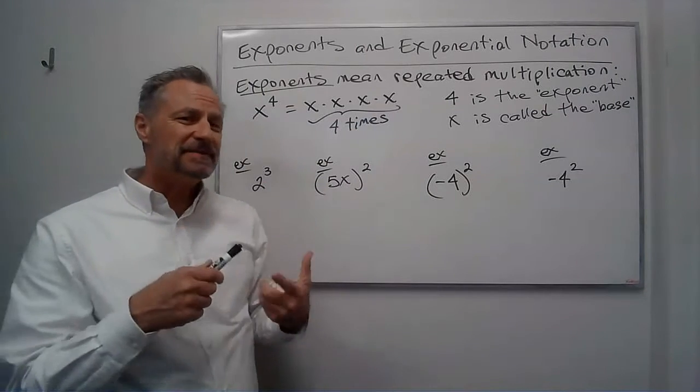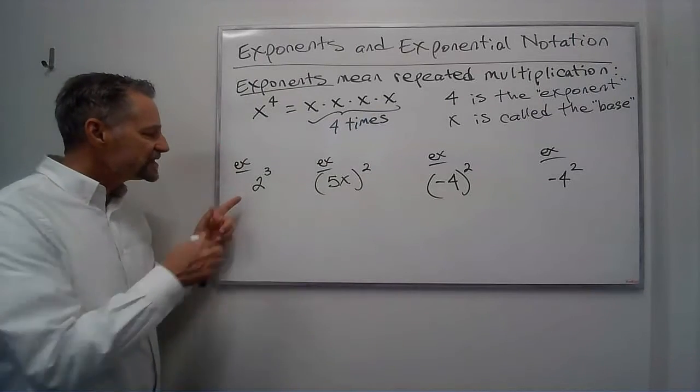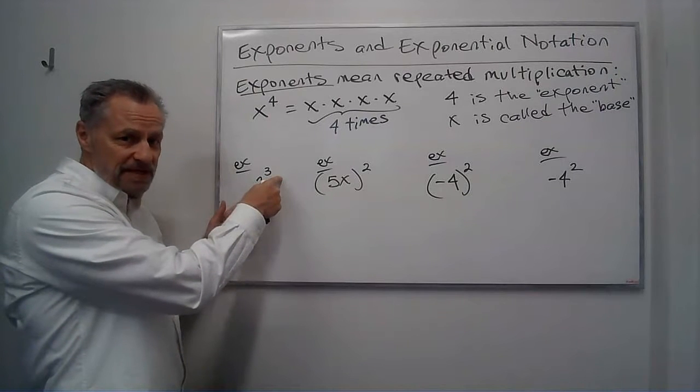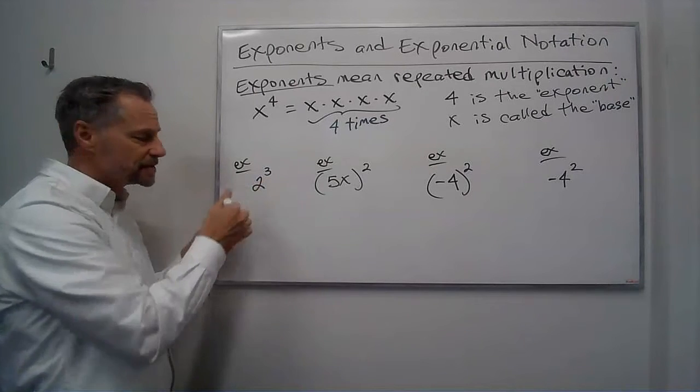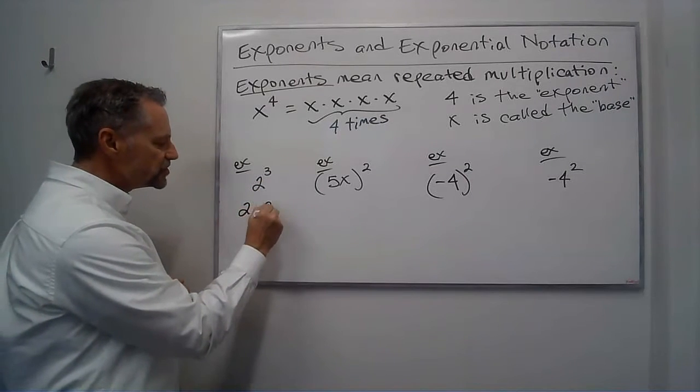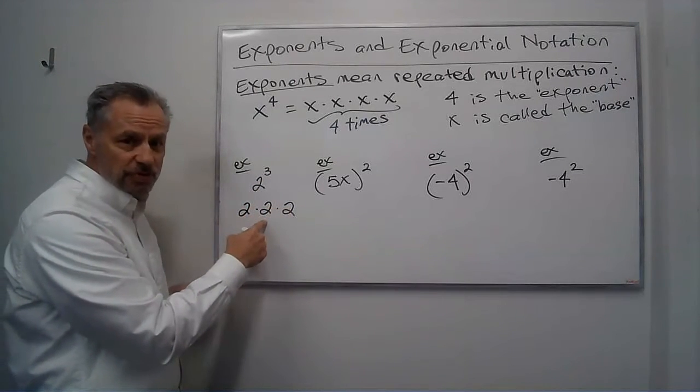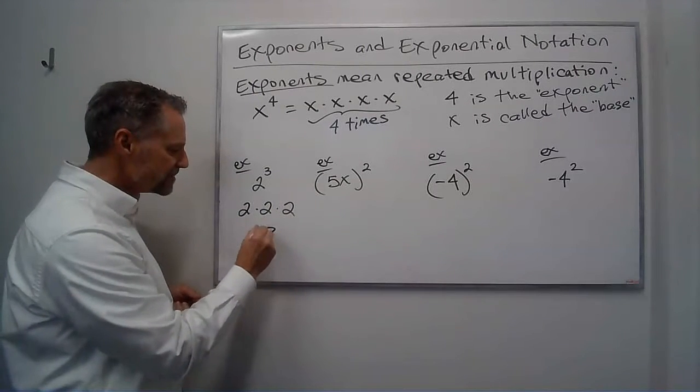Okay, let's look at some examples, see how that works. So this time I have 2 as the base, 3 is the exponent. So I'm going to multiply 2 times itself 3 times. So I go 2 times 2 times 2. Well, 2 times 2 is 4. 4 times 2 is 8, and that's my answer.